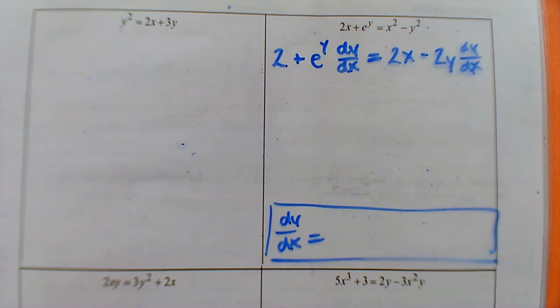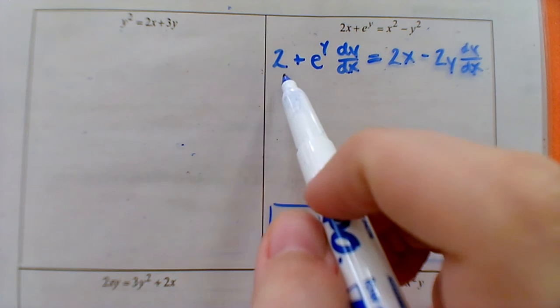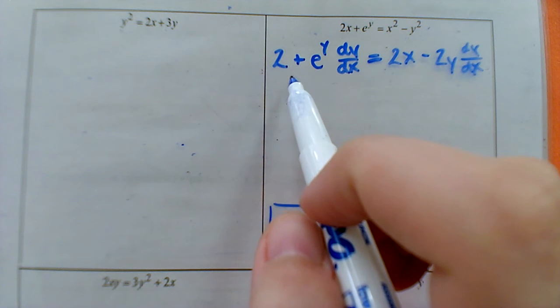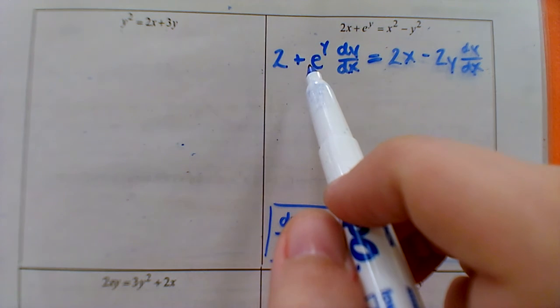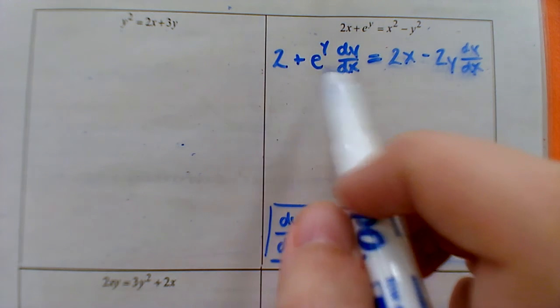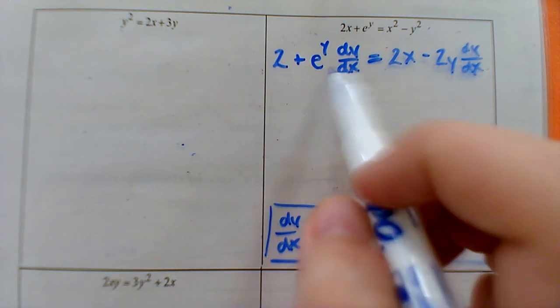Our goal, let's not lose sight of it, is to get dy over dx all by itself. So we're going to get all of those terms on one side, all the derivative terms on one side, and then everything else on the other. We're going to separate these different terms. When I say negative 2y on the left, I meant on the right, and move the e to the right and the x to the left. So it would be 2 minus 2x. So you switch those two.